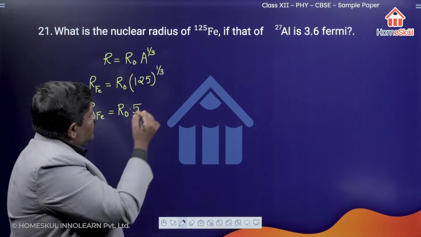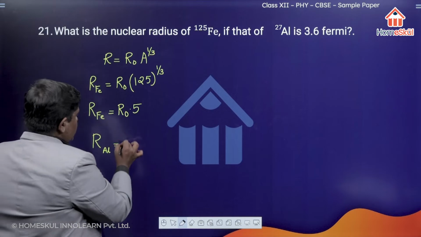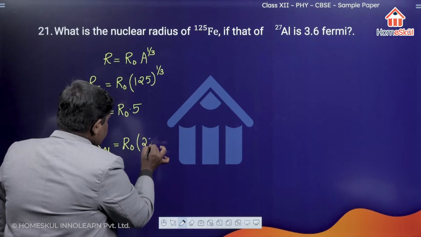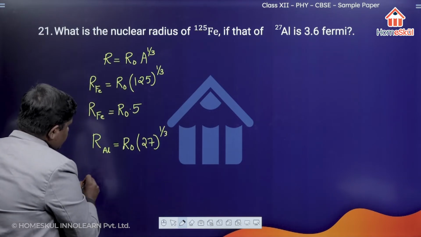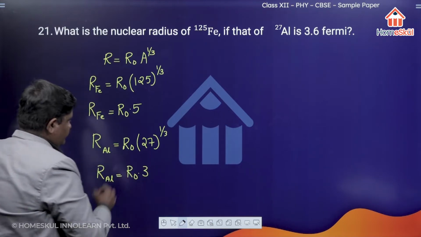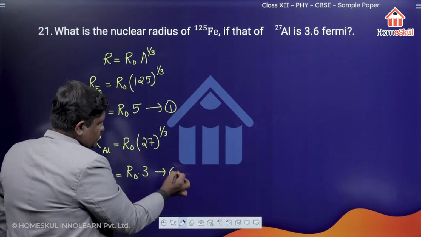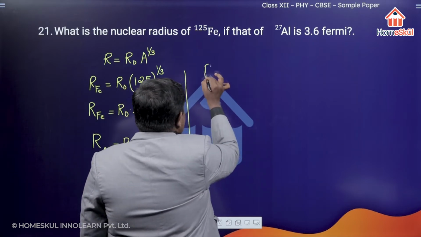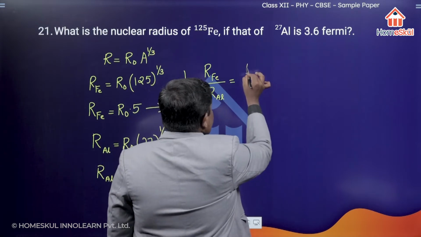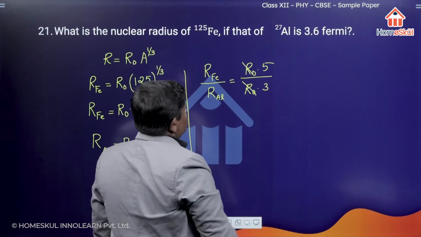Likewise for aluminium, R aluminium equal to R0 into 27 raised to 1 by 3, the mass number being 27. Therefore R aluminium equal to R0 into 3. I mark this one as equation 1 and this one as equation 2. Now take the ratio: R Fe by R Al equal to R0 into 5 divided by R0 into 3. So R0 gets cancelled, right?